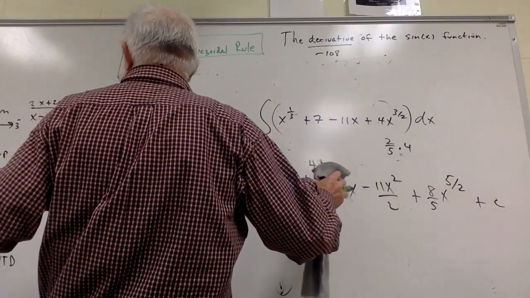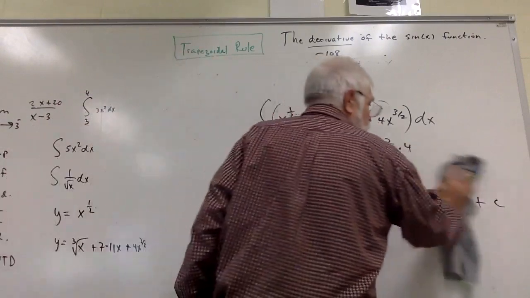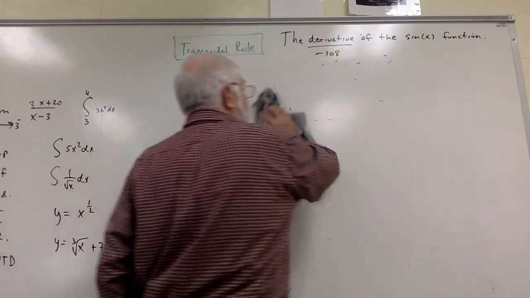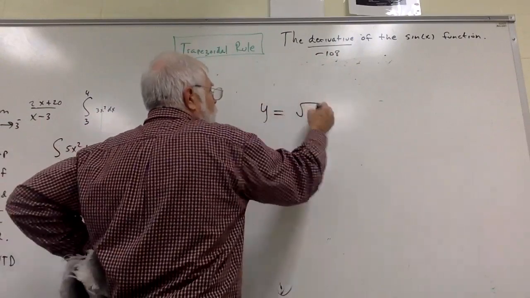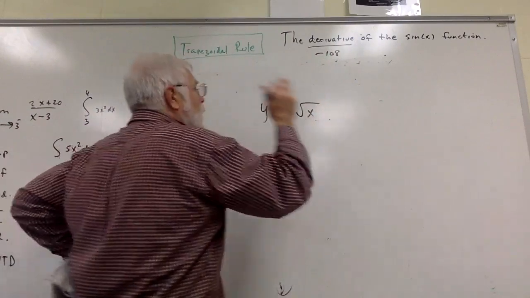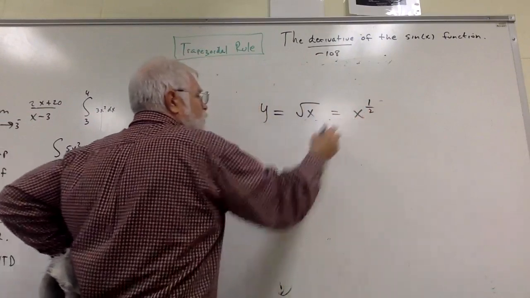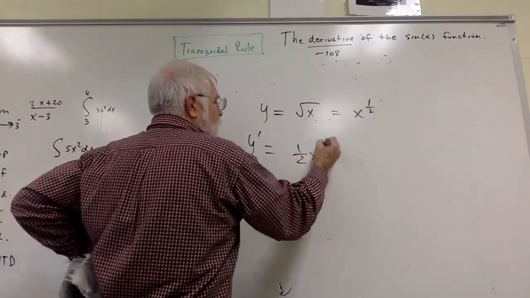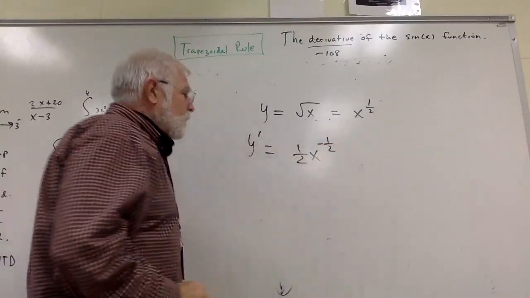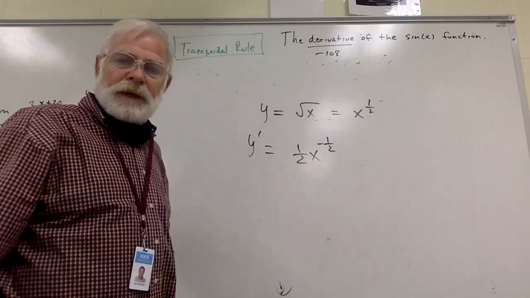We got left-hand rectangles. Okay, I want to concentrate on one more thing, and that'll be the end of our practice for tonight. I want to look at the derivative of y equals the square root of x, and we will change it into x to the 1/2. So we know the derivative of that is 1/2 x to the minus 1/2, okay? We're not going to use this too much. We're going to use a different format.